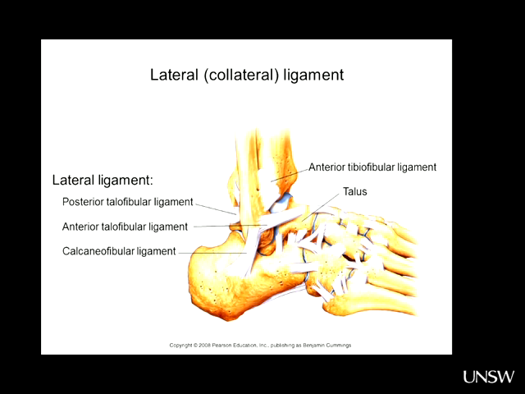Now on the outside here we've got the fibula, we've got the calcaneus there, and that of course is the talus. Now, coming from the lateral malleolus of the fibula, we've got fibres. There's one lot of fibres that go down and back slightly. We've got some anterior fibres going to the talus, and we've also got some posterior fibres. So it's made up of these three bands.